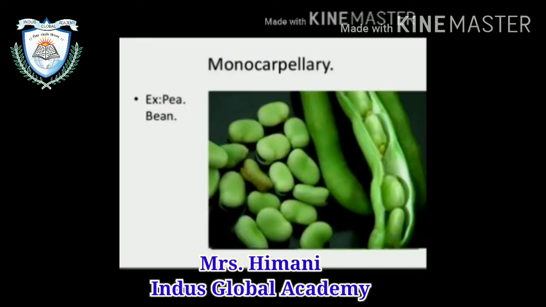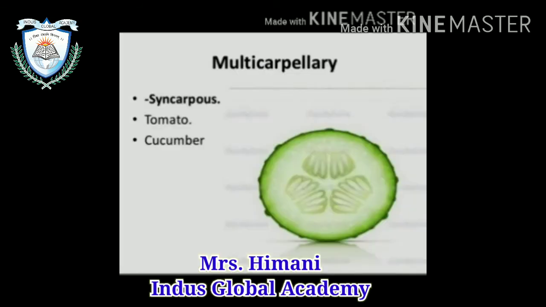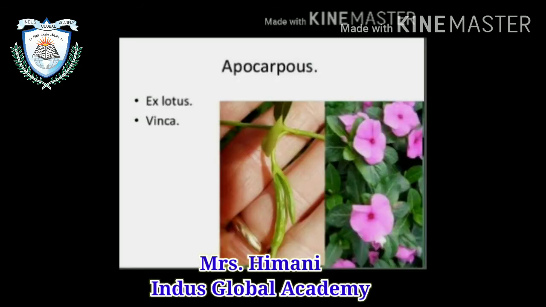After that, examples of monocarpellary: pea and beans. Examples of multicarpellary: tomato and cucumber. Examples of apocarpous: lotus and vinca.